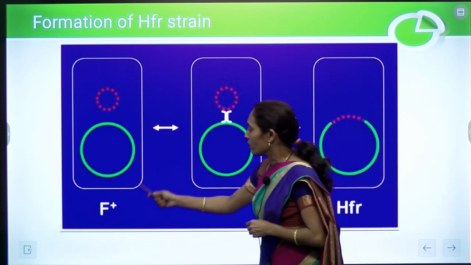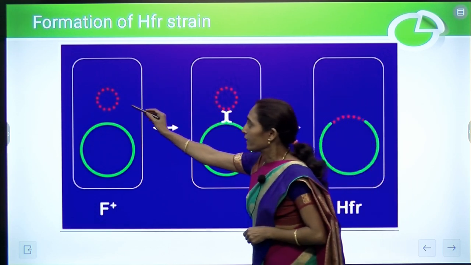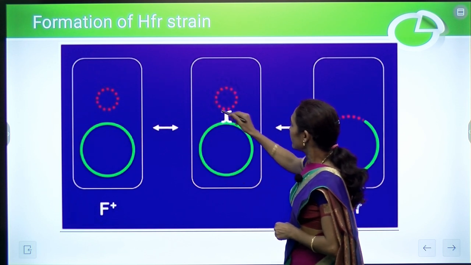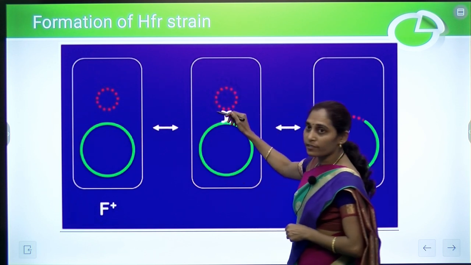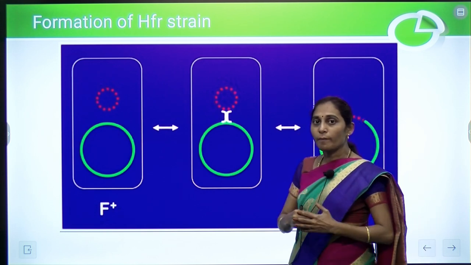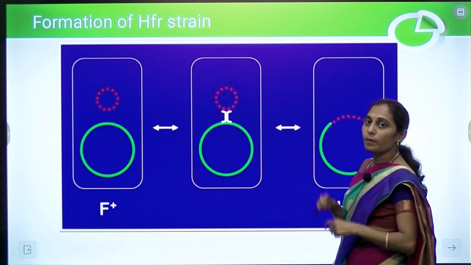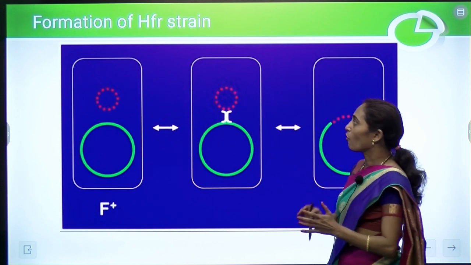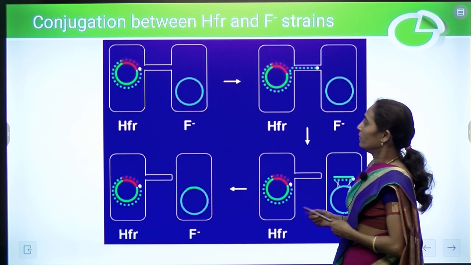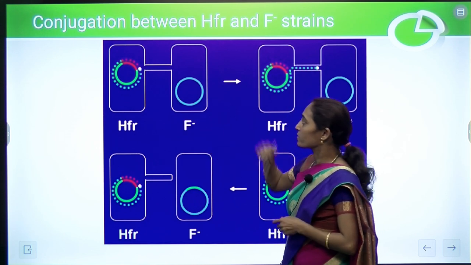In the first case, we can clearly see that there is extra chromosomal DNA in the cytoplasm, and this cytoplasmic DNA, that is the plasmid or F factor, because of homologous recombination, gets integrated into the main bacterial chromosome to form the Hfr strain. This is how the conjugation between Hfr and F minus takes place.